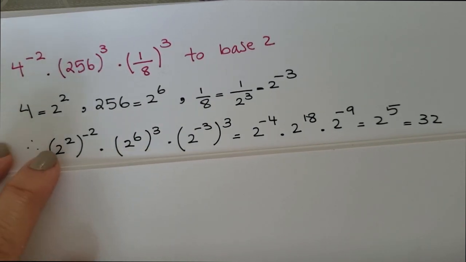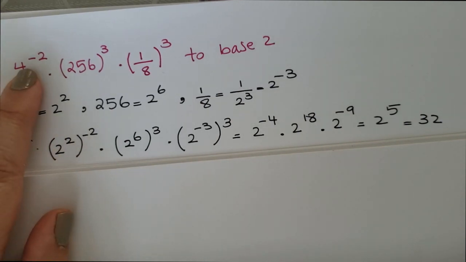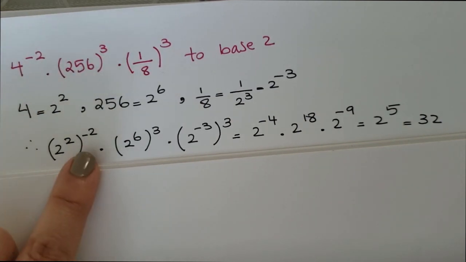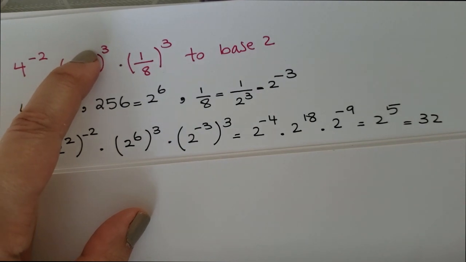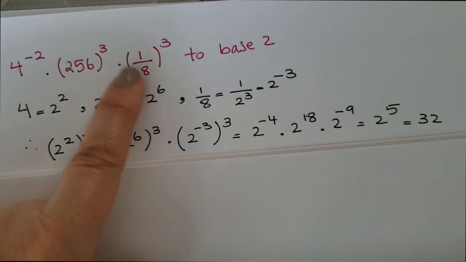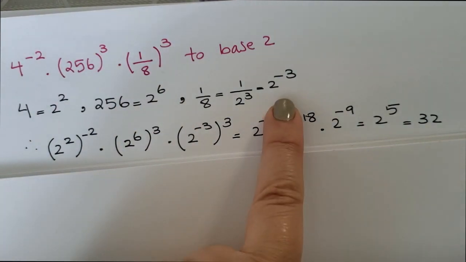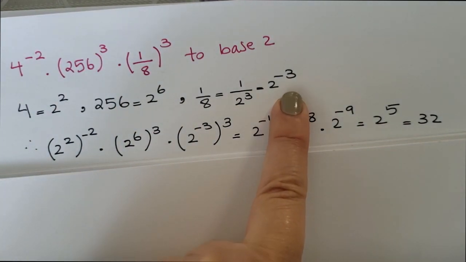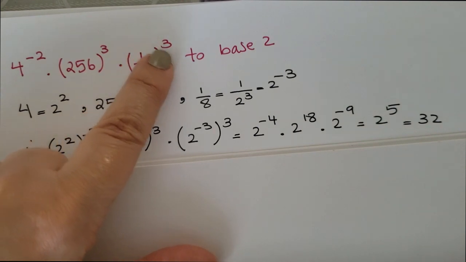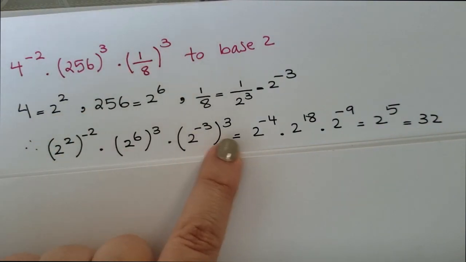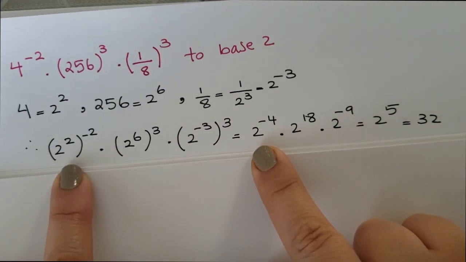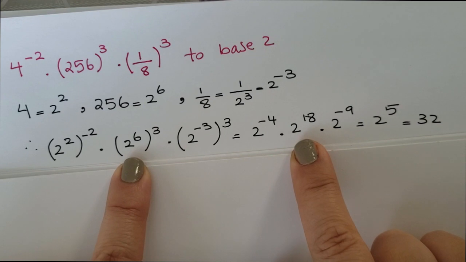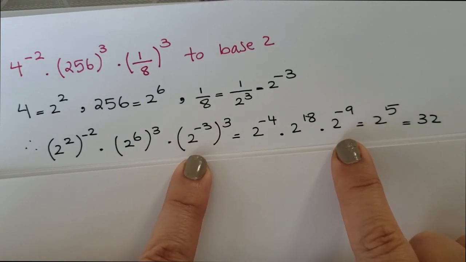So instead of 4, I put 2 to the power 2. Then it should be raised to the power negative 2. Instead of 256, I substituted with 2 to the power 6. Then remember, it should be raised to the power 3 again. Okay, instead of 1 over 8, I put 2 to the power negative 3, but then it should be raised to the power 3 afterwards. Okay, now I simplify a little bit. So this one will change into negative 4. This one will change to 18. And this one will change into negative 9.